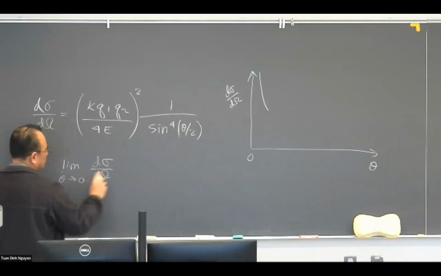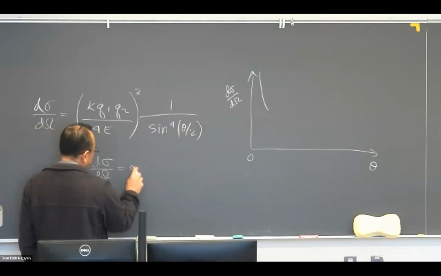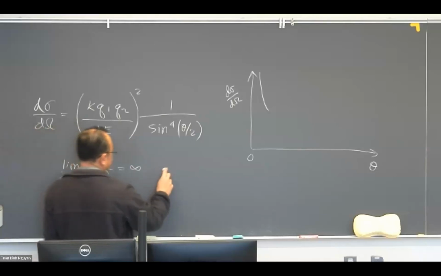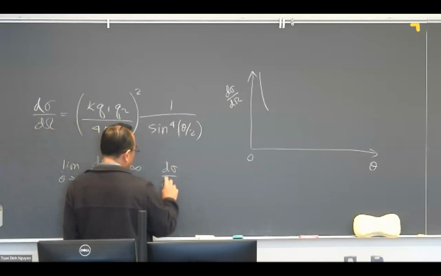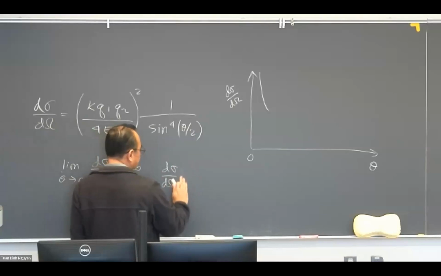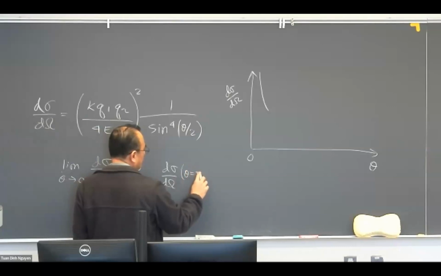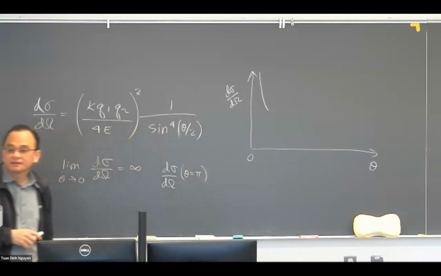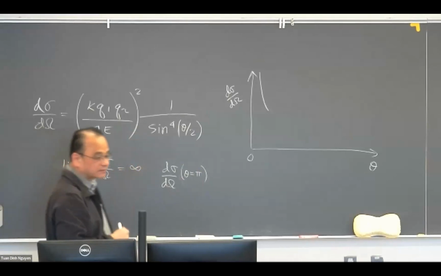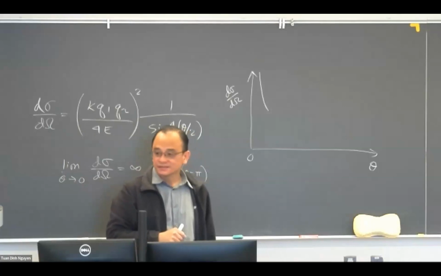Theta goes to 0, infinity. And then what is the sigma, the omega? Is it a value at 180? What do we get? I put in pi.